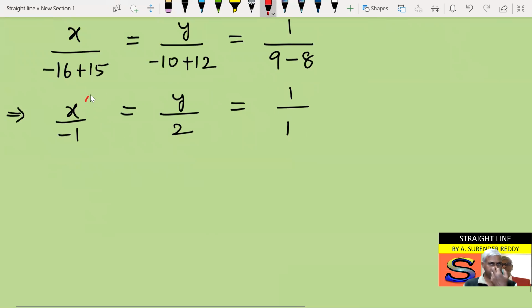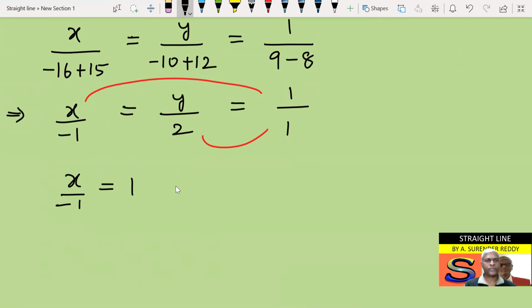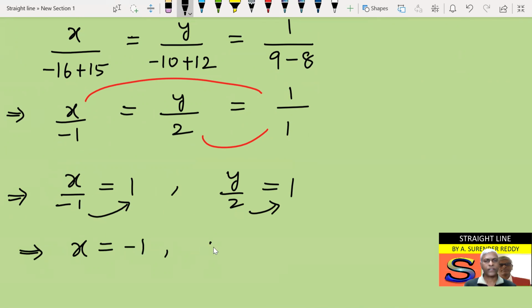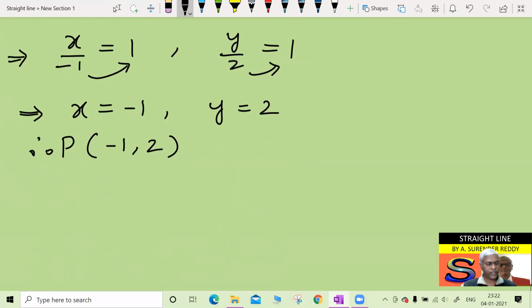Equating the first and last, we get x minus 1 is equal to 1 and y by 2 is equal to 1. So x value is minus 1 into 1, minus 1, y value is 2 into 1, 2. Therefore, the point of intersection is minus 1, comma 2. So this is the point of intersection of the 1st and 2nd lines. As the lines are concurrent, P lies on the 3rd also.